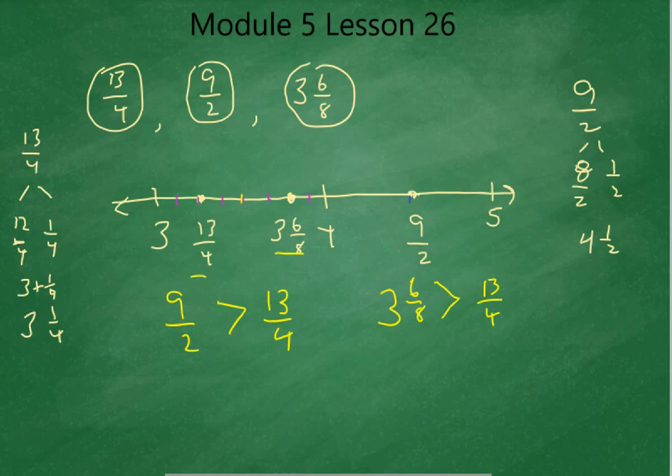And you can compare them in different ways, and you can order them from least to greatest. If we were to order these least to greatest, what's the smallest one here? The smallest one would be 13/4, and then the next one would be 3 6/8, and then the largest one would be 9/2. So you can do all sorts of things. Once you have them on the number line, you can compare them all kinds of different ways.